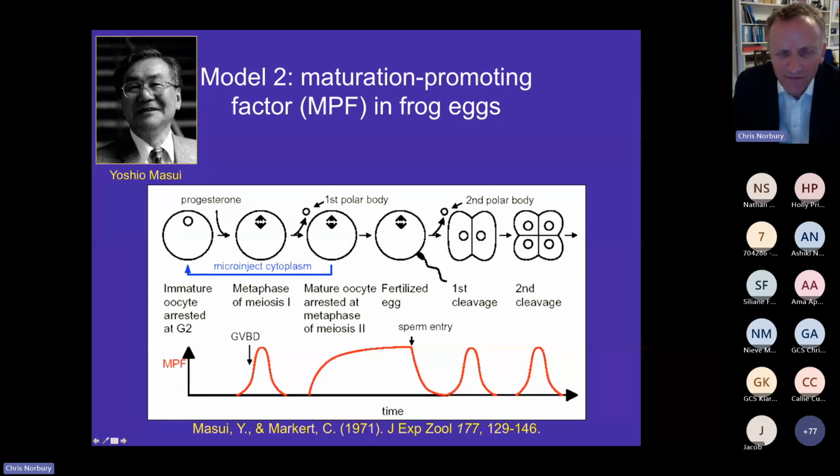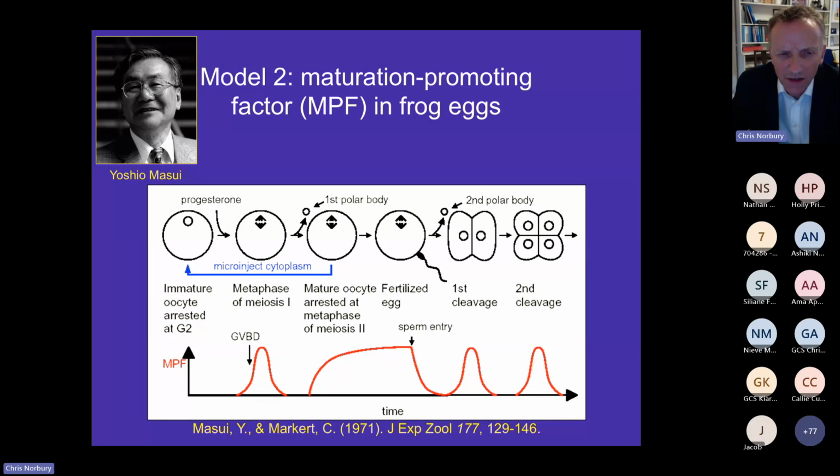Using this very fiddly assay, Masui was able to plot the appearance of what he called maturation promoting factor, this mysterious substance in the mature eggs, which was able to bypass the requirement for progesterone. That's plotted in cartoon form here by the red line at the bottom. And he noticed that this maturation promoting factor, which he was describing in this rather vague term at this point, appeared every time the cells went through M phase.